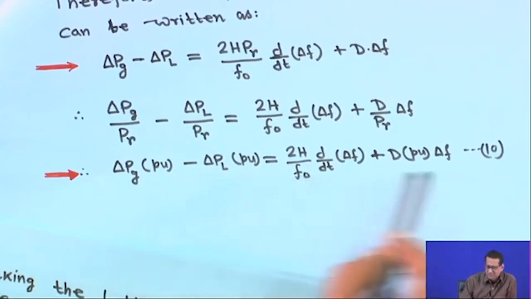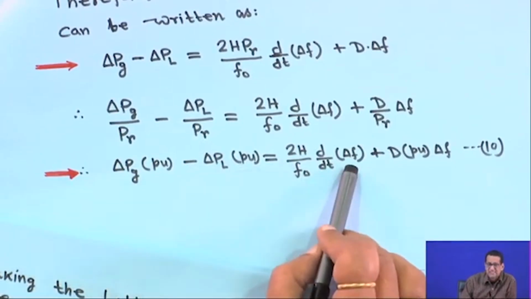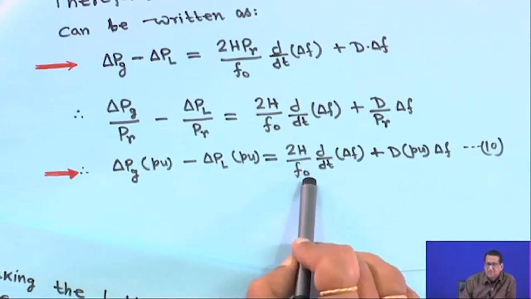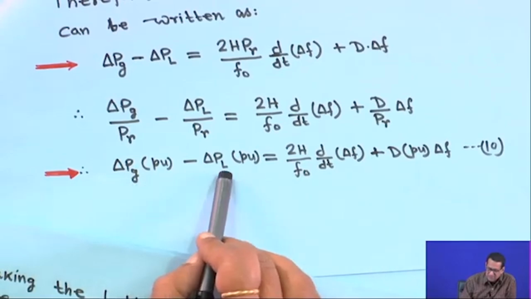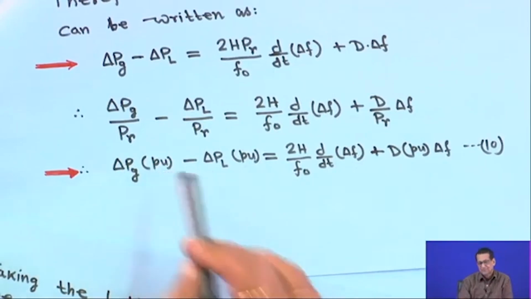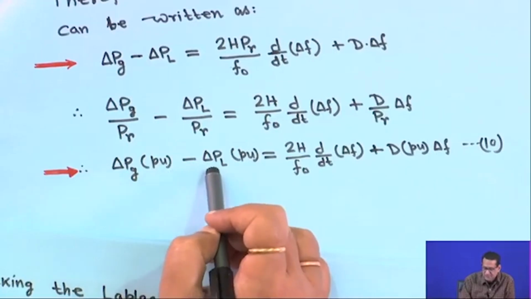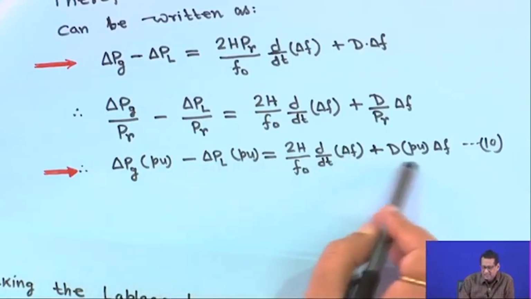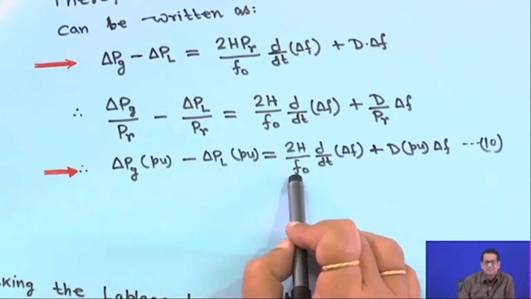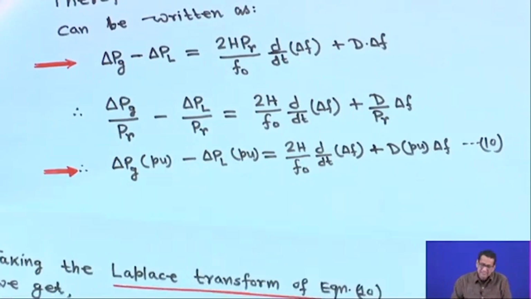I do not want that, but from equation 10 onwards everything is in per unit, and frequency of course is in hertz. H will remain in seconds, and f0 also will remain in hertz. But these delta Pg, delta PL, and d values are all in per unit. Again and again I will not write the (s), but it is understandable. Every time I will not put delta Pg(s), delta PL(s) or delta f(s), because it is a Laplace transform, such that the mathematics writing will be easier.